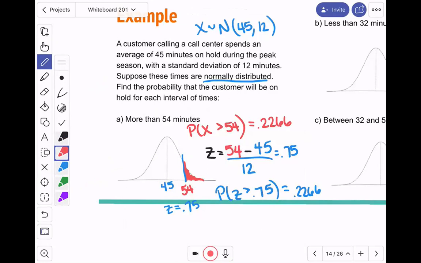All right. That's one way to do it, finding a z-score. You can find a z-score for all these problems, by the way. I don't like to do all that work, so I go straight to Excel. And here's how I do it in Excel.